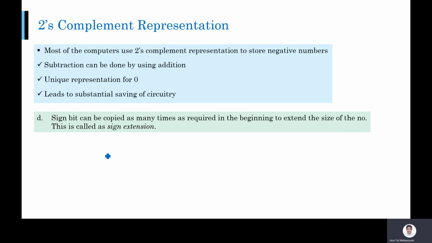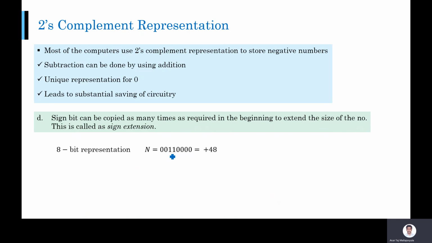Next, there is one more thing which may not be very apparent. What you can see is your sign bit can be copied as many times as required in the beginning to extend the size of the number. This is called sign extension. So when you are moving from 16-bit to 32 bits to 64-bit and so on, all you need to do is copy your sign bit as many times as needed and the number will be compatible. Okay, so let us take an example to understand this.